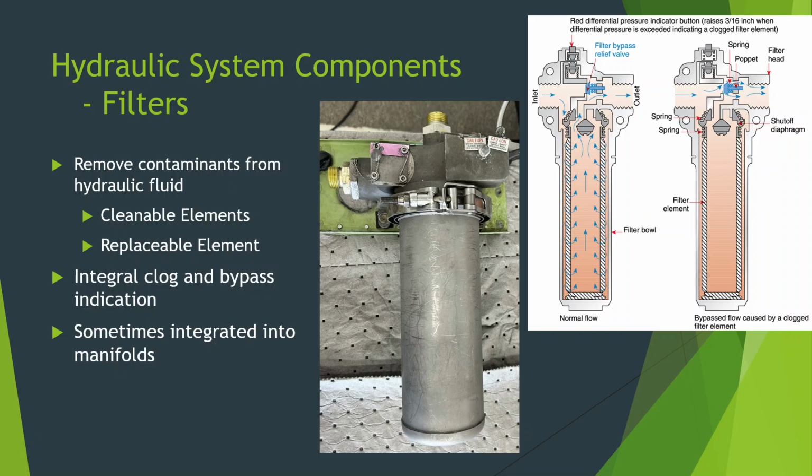So if we look, you can see a cutaway here of what these look like. The bowl on the left shows normal operation. And on the right, it shows when the filter element gets too clogged, it pushes this poppet and routes pressure to the bottom of this pin, and that causes the bypass indicator to pop up right here.